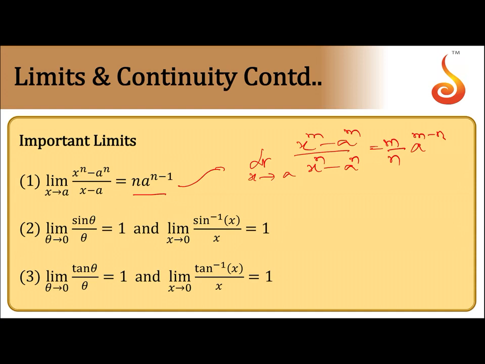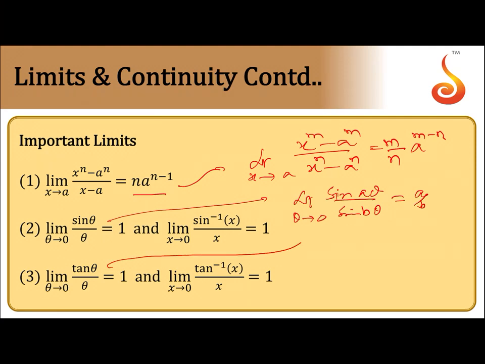Similarly, limit of sine theta by theta as theta tends to 0 is equal to 1. In the same line, sine inverse x by x is equal to 1. From here, we could also write down one more thing. Limit as theta approaches 0 of sine a theta divided by sine b theta is equal to a by b. In the same lines, even for tan it could be written in that way.